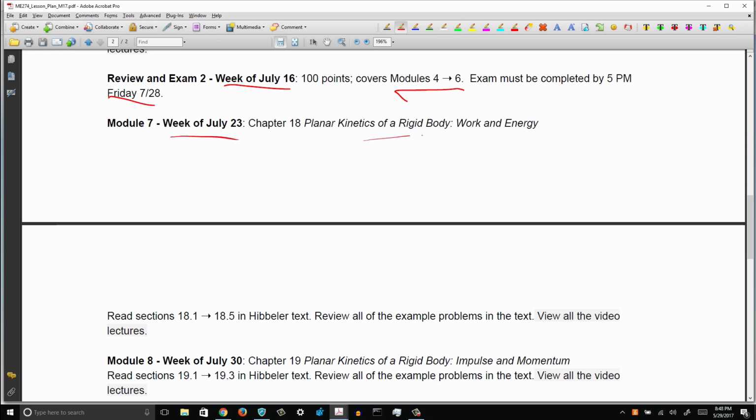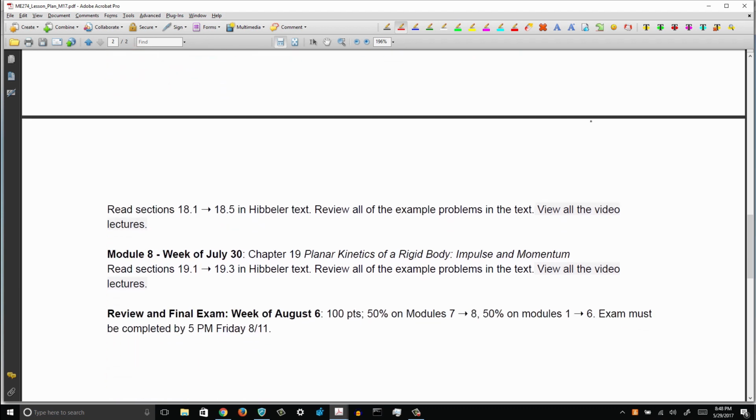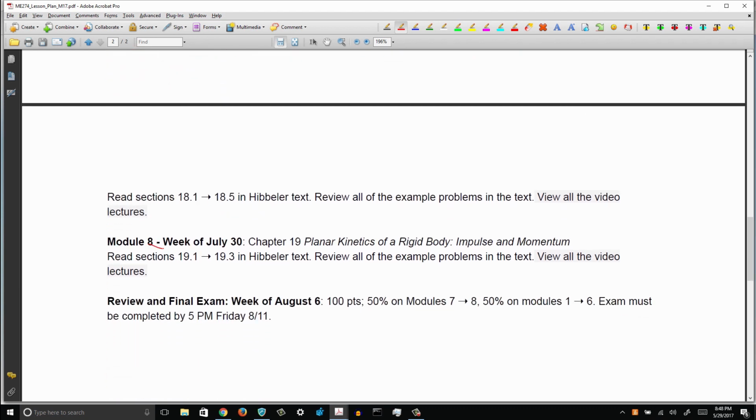And then we'll do Module 7 the week of July 23rd. It covers Chapter 18, Planar Kinetics of a Rigid Body, Work and Energy. And the last module is the week of July 30th. It's on Chapter 19, Planar Kinetics of a Rigid Body, Impulse and Momentum. And then the week of August 6th is the review and the final exam. Final exam is 50% on modules 7 through 8 and 50% on modules 1 through 6. And it must be completed by 5 p.m. Friday, August 11th.